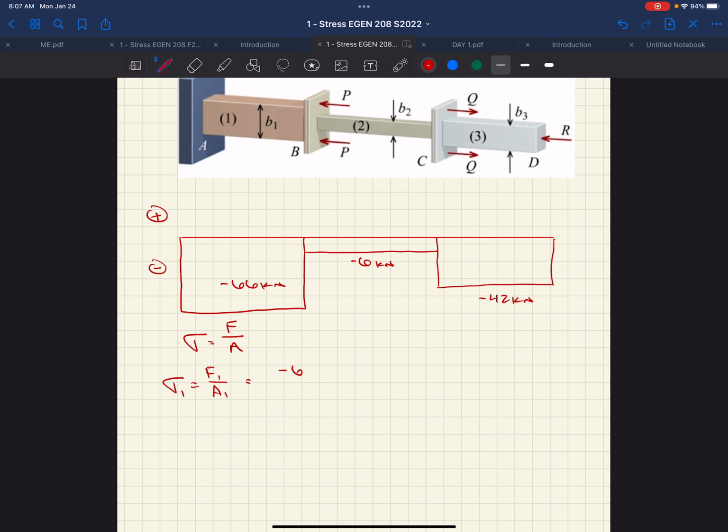So if we went to bar 1 to begin with, this is bar 1, bar 2, and bar 3. We're going to start with 66 kilonewtons. We're going to divide that by 60 millimeters squared. We're going to square that because it's a square bar. We get negative 66 kilonewtons over now 3,600 millimeters squared.